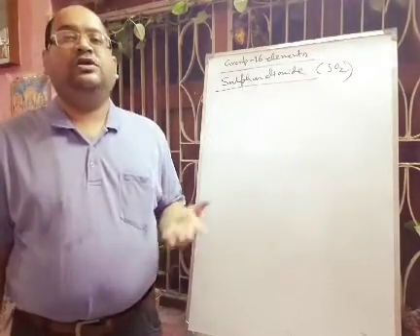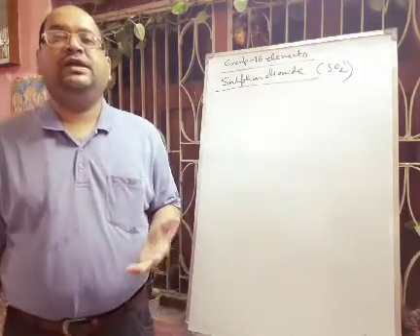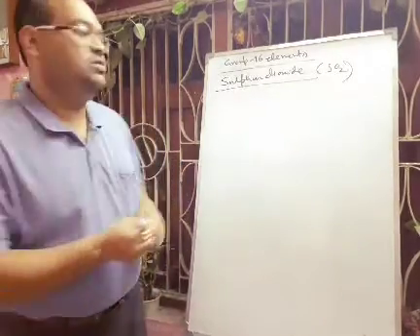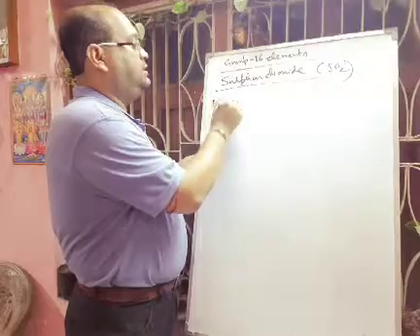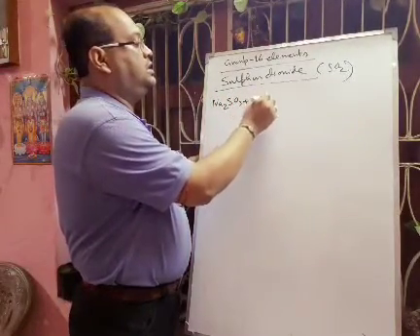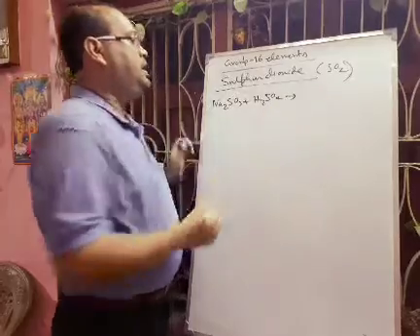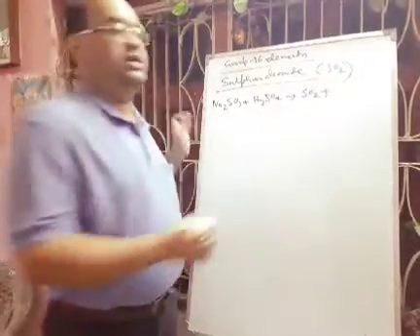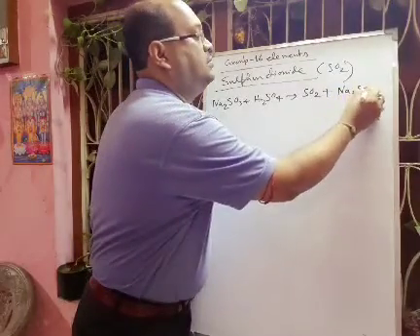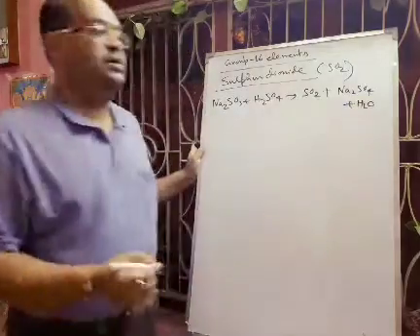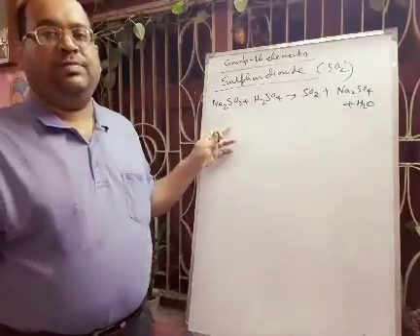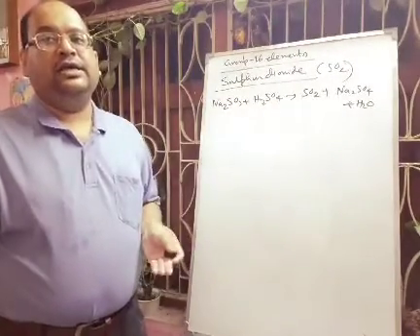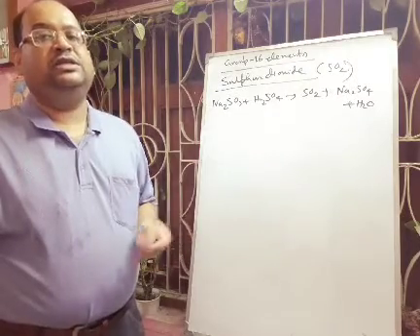You have to take sodium sulfite. If you add dilute sulfuric acid, definitely it will produce sulfur dioxide gas. There will be formation of Na2SO4, sulfur dioxide and water. So sodium sulfite is reacting with H2SO4, and it will produce sulfur dioxide gas, plus sodium sulfate and water. In this way we prepare sulfur dioxide gas in the laboratory, and this gas after drying is liquefied under pressure and stored in steel cylinders.